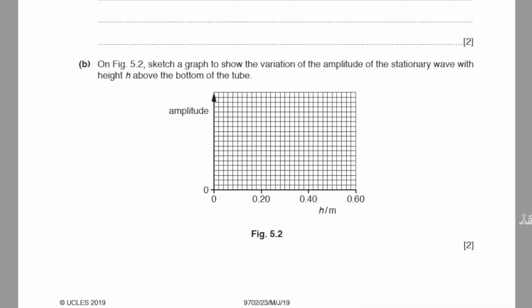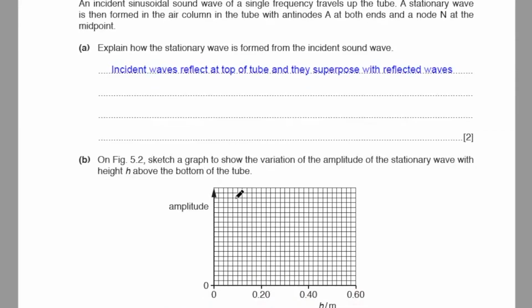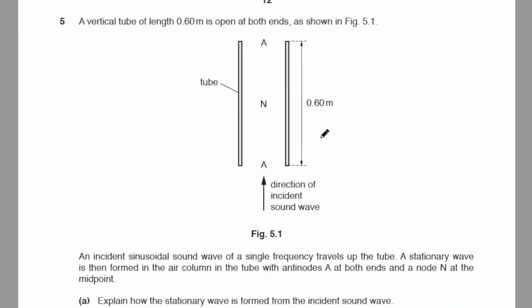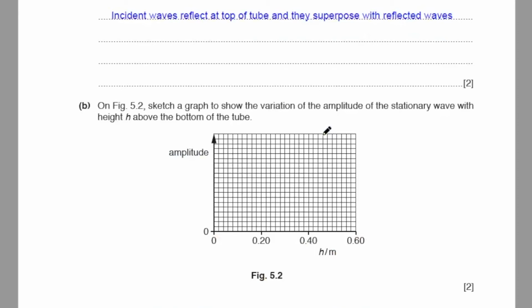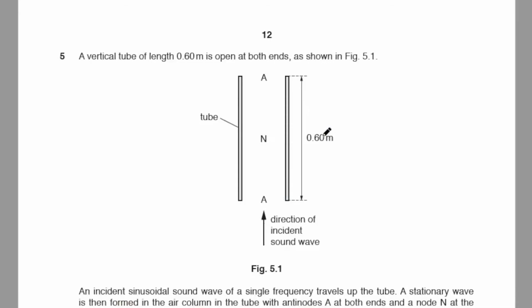Part B, on figure 5.2, sketch a graph to show the variation of the amplitude of the stationary wave with height h above the bottom of the tube. So this is going to be a sinusoidal graph. At h equals 0 there is an antinode. At antinode the amplitude will be maximum, and half the distance of 0.6 is 0.3, at the node. At node 0.3, this is where the reflected ray and the incident ray will be intersecting with each other.